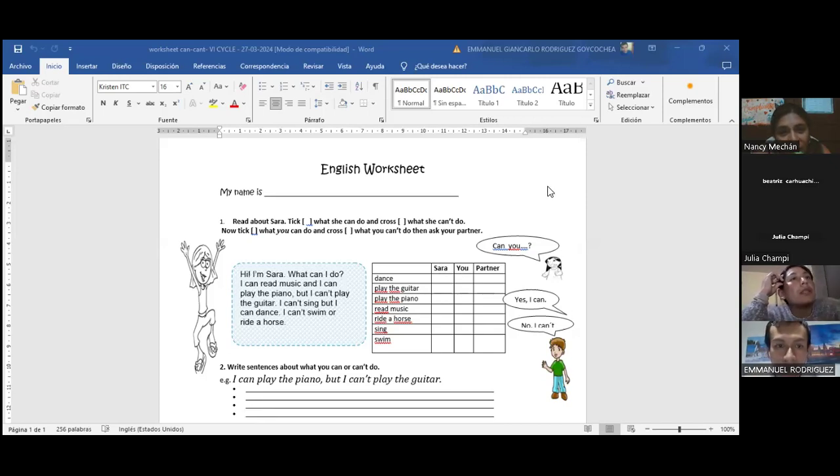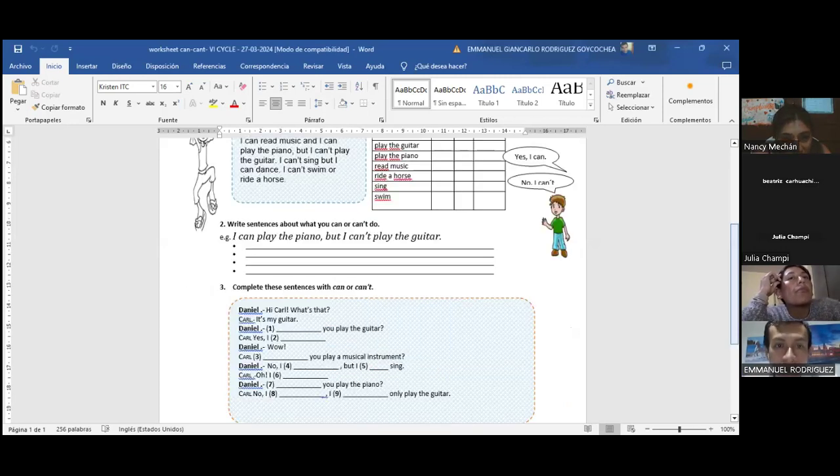Entonces, en number two, write sentences about what you can or can't do, ¿ok? Vamos a escribir oraciones. ¿Oraciones de qué? De lo que tú puedes realizar o no puedes realizar, ¿ok? Entonces, ahí tenemos un modelo que dice, I can play the piano, but. Yo puedo tocar el piano, pero. La palabra but significa pero. I can't play the guitar.